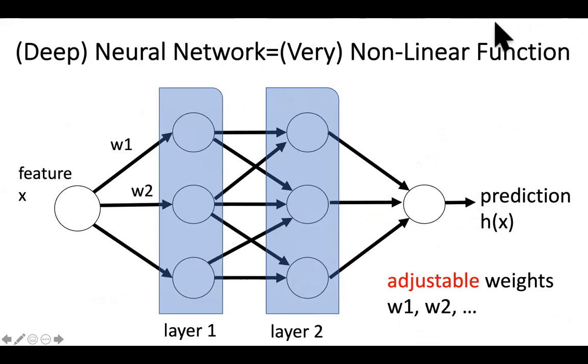So the special thing about deep learning is that it uses a graphical representation of hypothesis maps or predictor maps. And it turns out that this graphical representation is rather clever because we can do a very efficient search over the resulting hypothesis space.